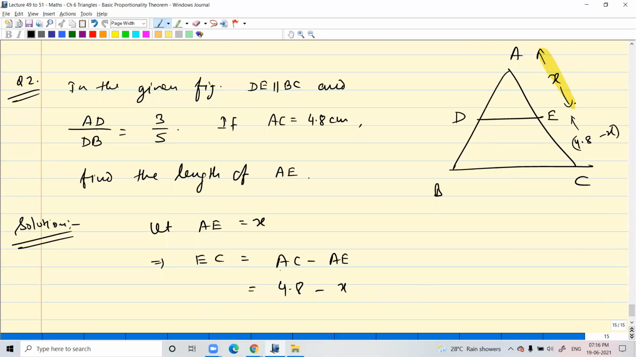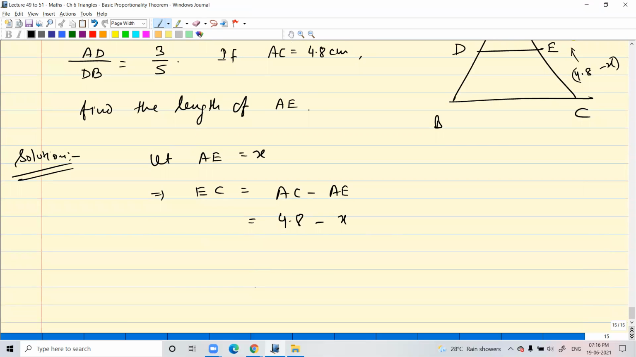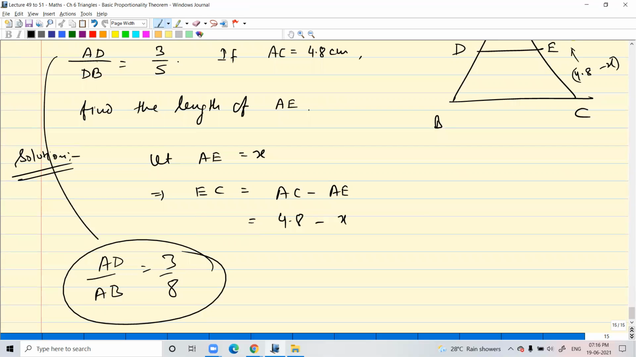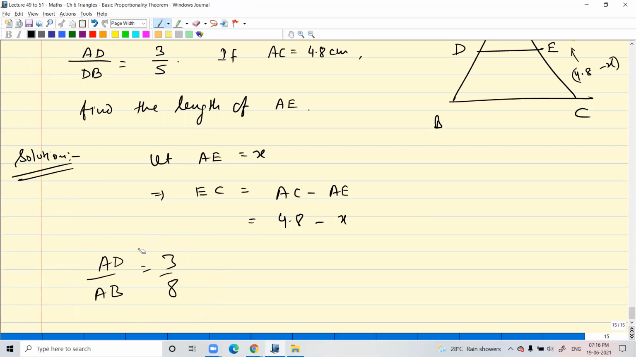Sir, I directly found it. Yes, by you can, AD by AB equal to AE by AC, sir. Then 3 by 8 equal to X by 4.8, sir. You directly wrote it as 3 by 8, no? 3 by 8 is not given to you. You should not directly write something on your own, no? If you write that AD by AB is equal to 3 by 8, you have to show how that came. This is not given in the question, so you'll have to write some steps for that. That is what I am showing you to write like this, okay?